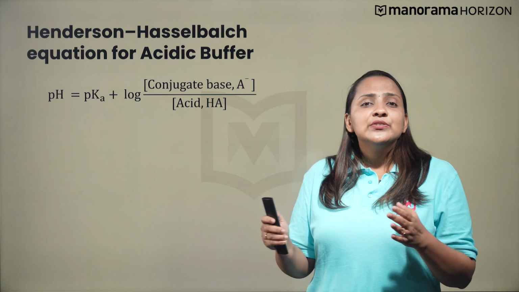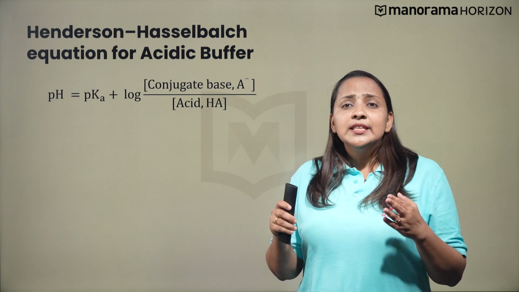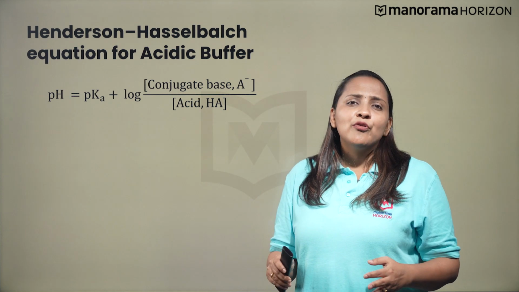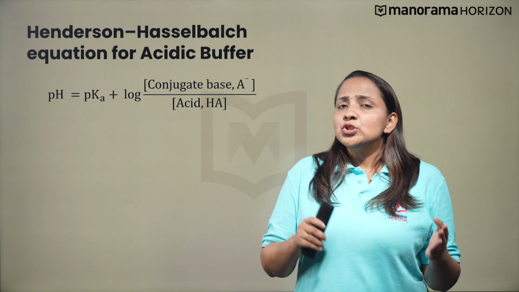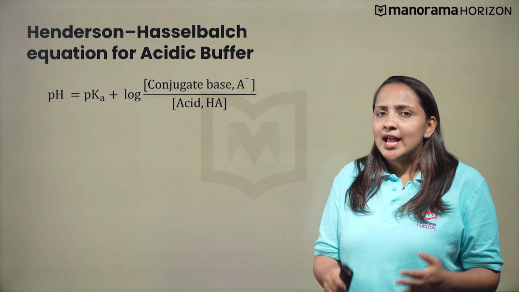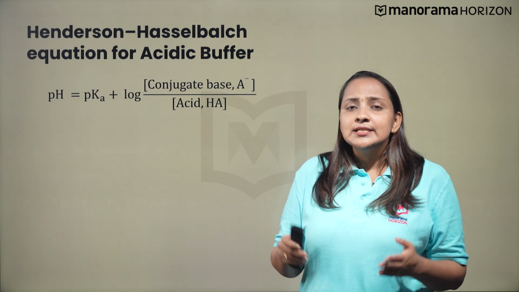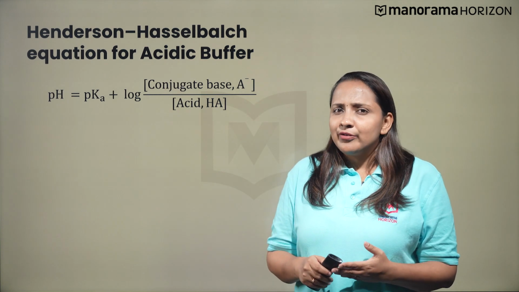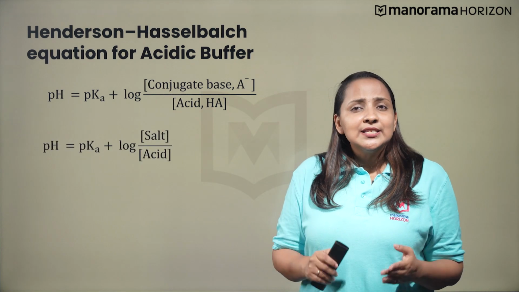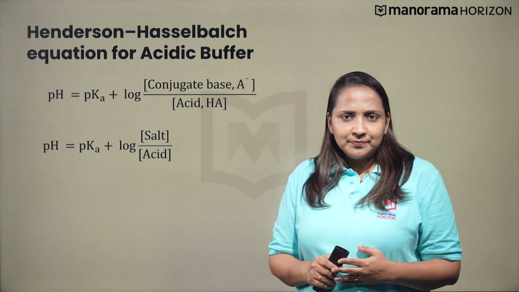Here, the acid is weak, hence it ionizes only to a very little extent. Therefore, [HA] is almost the same as the concentration of acid taken to form a buffer. Also, most of the conjugate base A- comes from the ionization of the salt of the acid. In such a case, the concentration of conjugate base A- will be negligibly different from the concentration of salt. Now, you may rewrite the equation as pH is equal to pKa plus log of salt divided by acid.